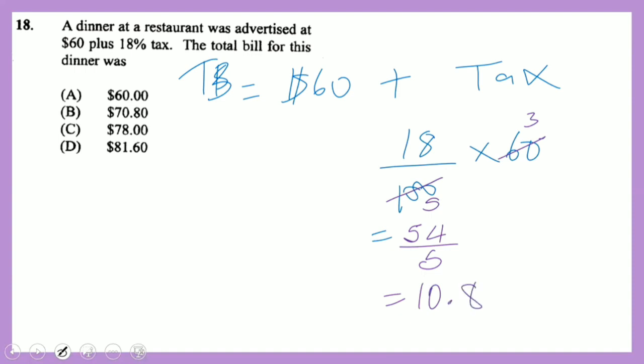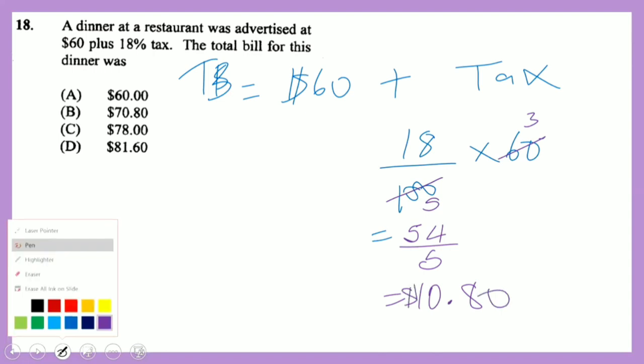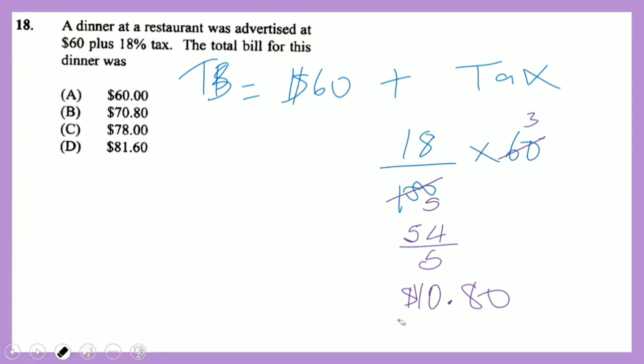4/5 is the same as 0.8. So that's $10.80 for our tax. Let me get rid of these equal signs. Good. And our tax is being added to that $60. So that will give us $70.80.